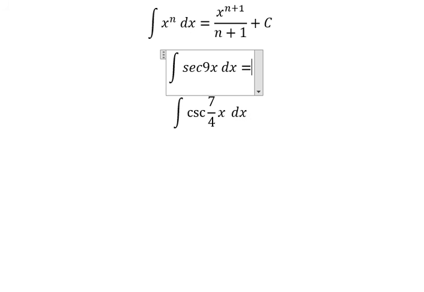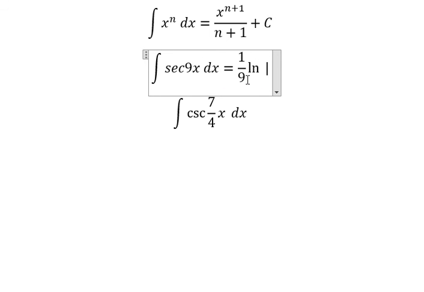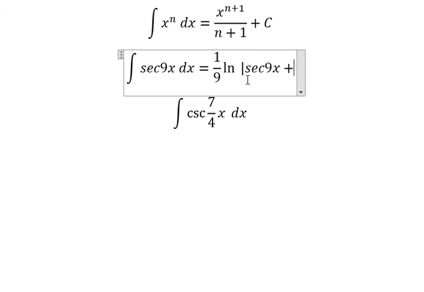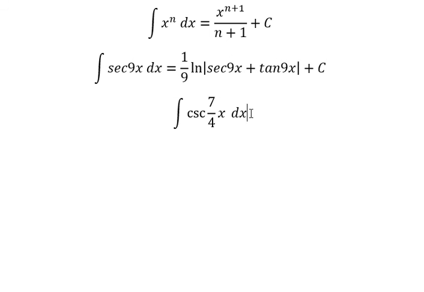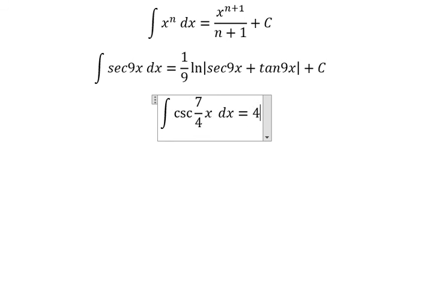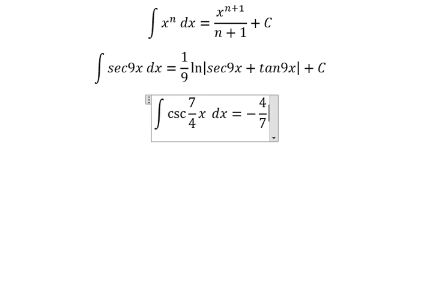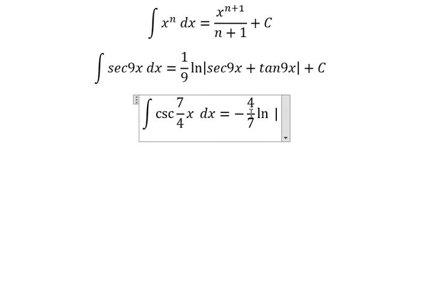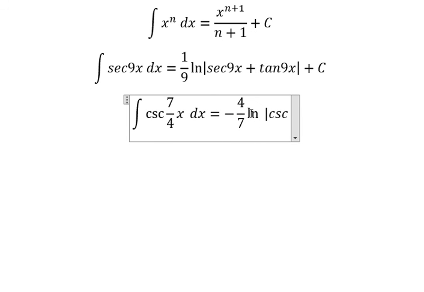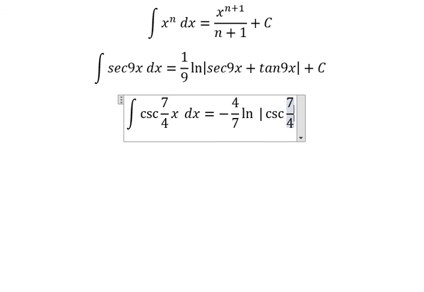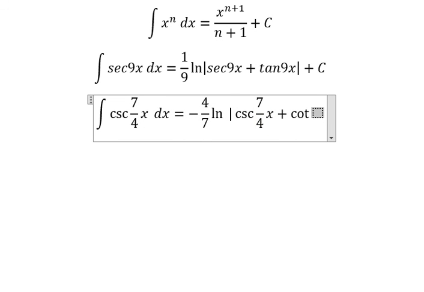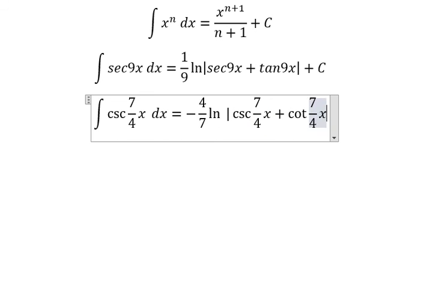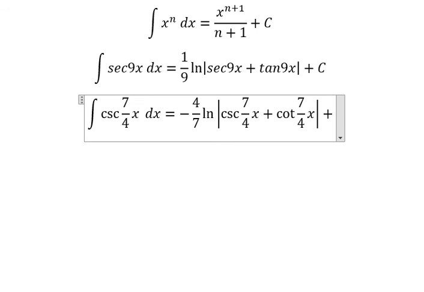The integration of this one, we have 1 over 9 ln of the absolute value of secant of 9x plus tan 9x, and we put c. This one we have negative 4 over 7 ln of the absolute value of cosecant of 7 over 4x plus cotan 7 over 4x, and we put c.